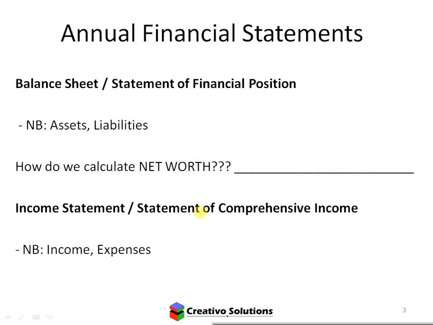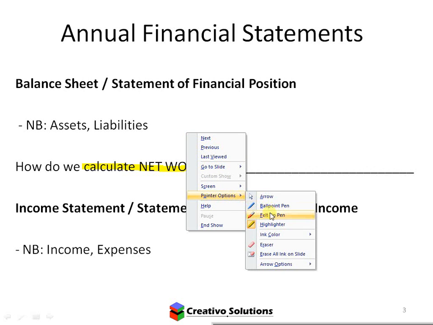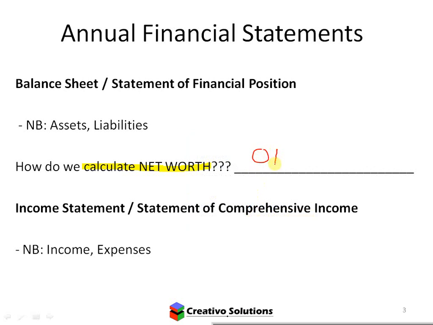Okay. So you told me about the financial position. Assets, liabilities. How do we calculate net worth? Yes, it is. Okay, well, that's for companies. But you're right, owner's equity is A minus L. Assets minus liabilities gives me owner's equity. And that's net worth.